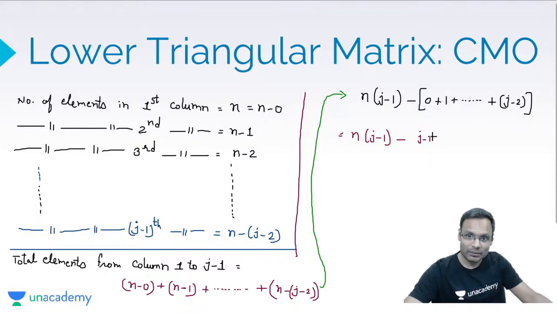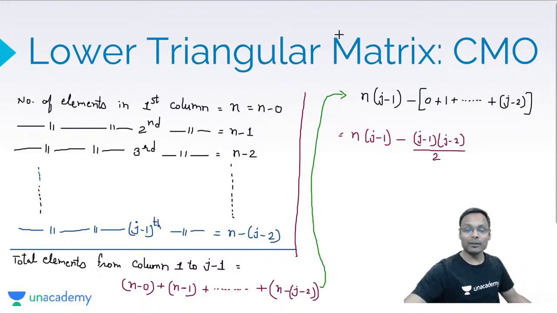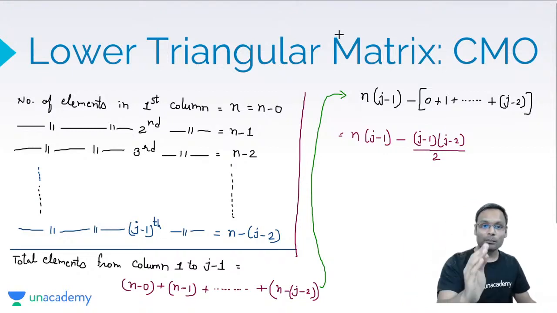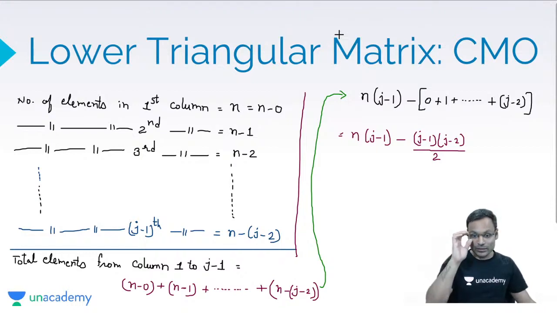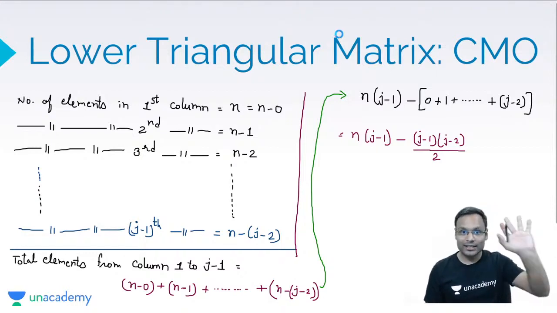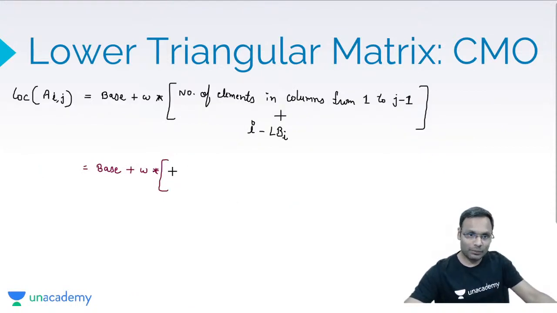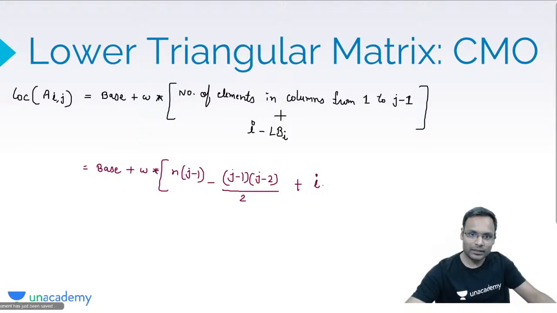So let's write that j minus 1 first. J minus 1 into j minus 2 divided by 2. These many number of elements should be there from column number 1 to j minus 1. Can you please verify? Till now everything is clear. So I am writing that formula, n into j minus 1 minus j minus 1 into j minus 2 divided by 2, plus I minus lower bound of I.